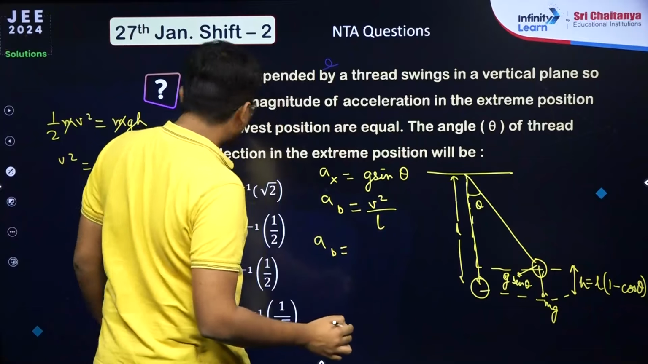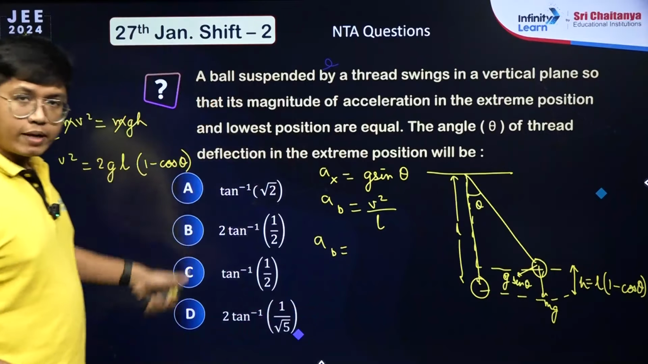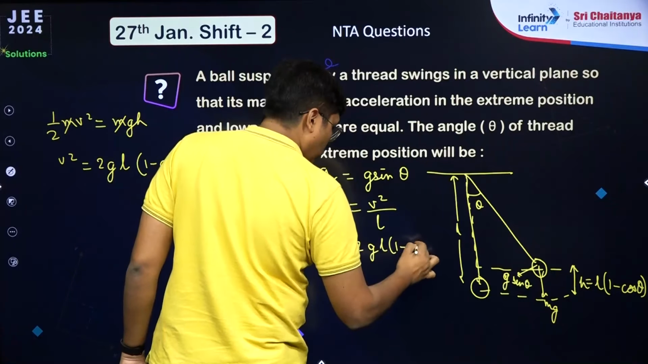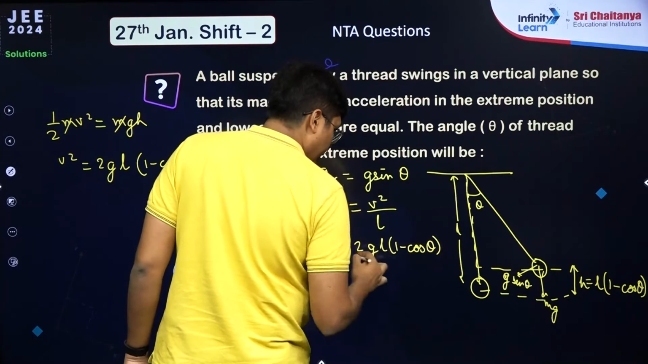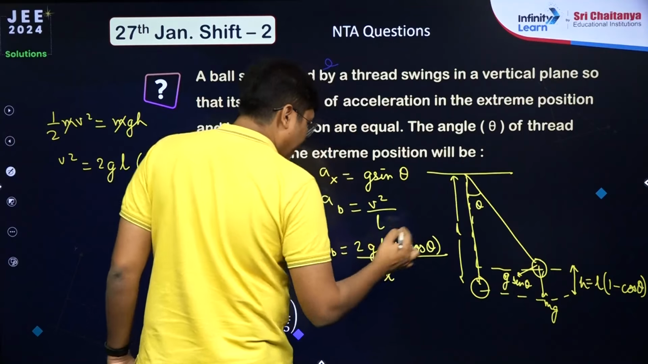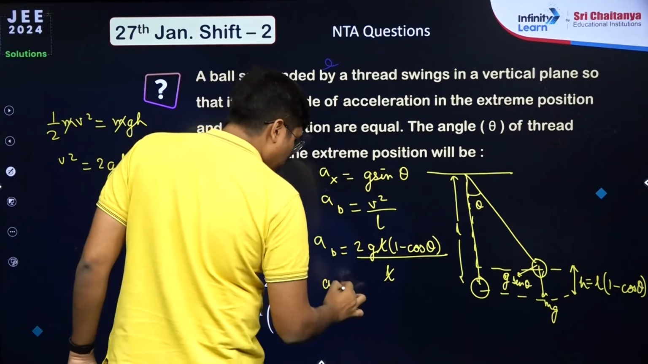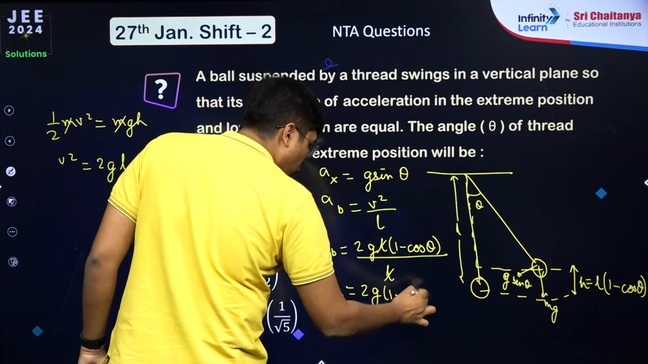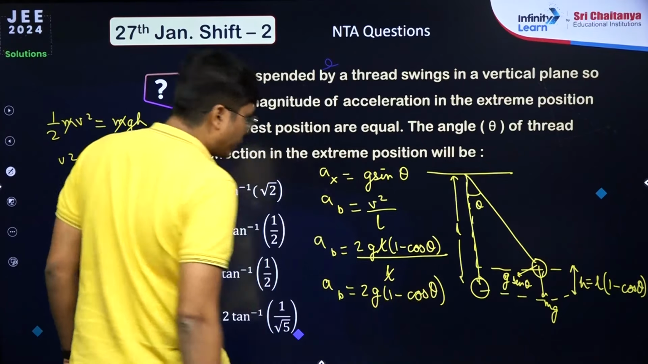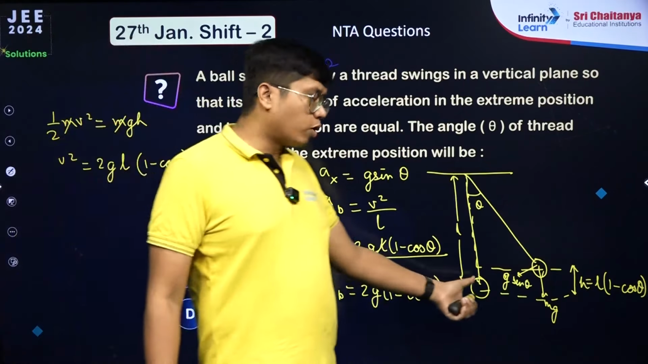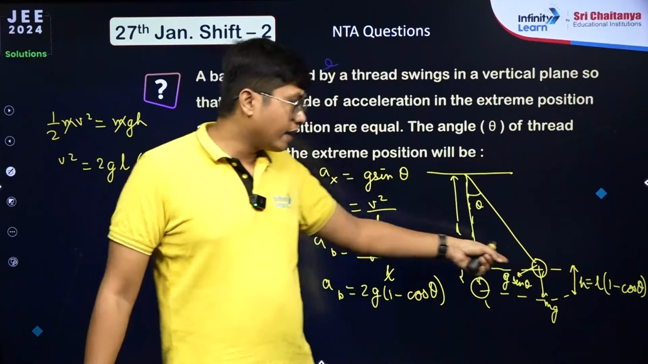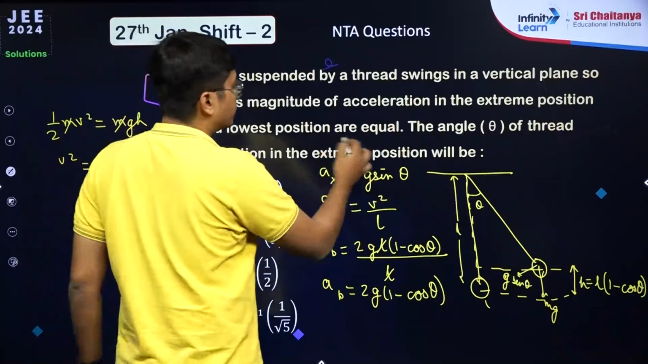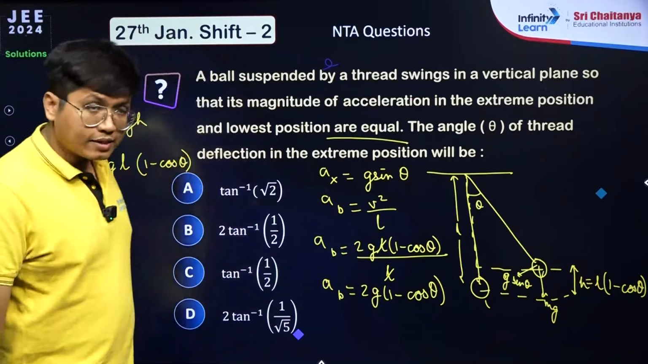So it's all about putting it in here. AB is equal to v square, which is 2gL into 1 minus cos theta, divided by L. Take the L's out. So AB is equal to 2g into 1 minus cos theta. So we know the acceleration at the bottom point and we know the acceleration at the extreme point. The question says that they are equal. So AX is equal to AB.